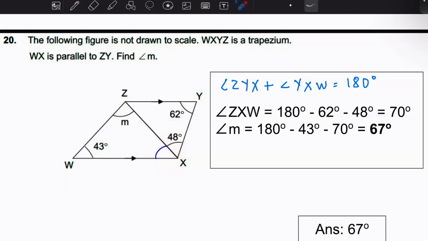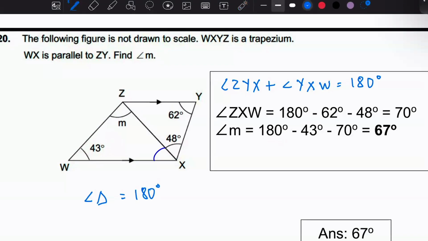So you want to identify angle M. This is perfect. You have a triangle here. So angles in a triangle is equal to 180 degrees, right? So all you have to do is 180 minus 43 minus the 70 here. Then you will get 67 degrees. This is your answer.